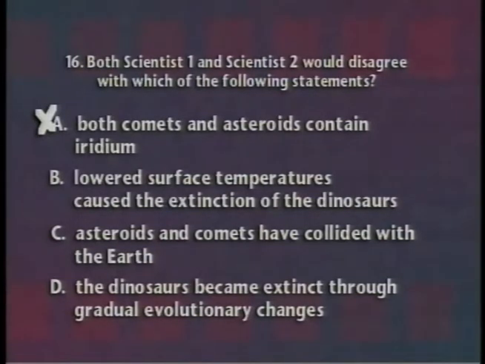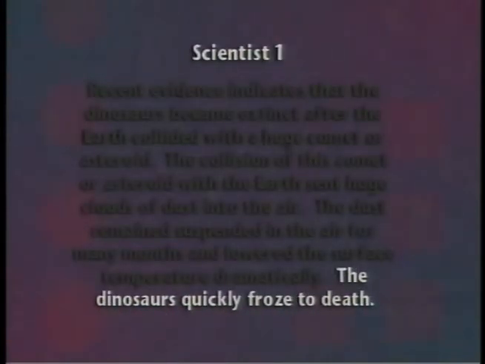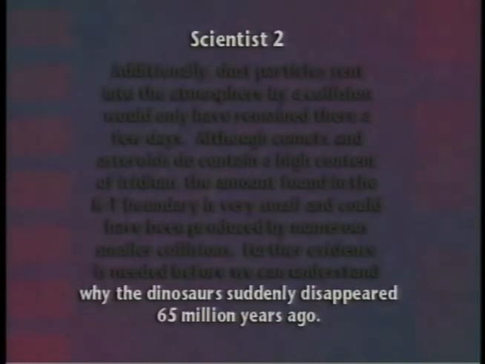Lowered surface temperatures caused the extinction of the dinosaurs. Well, Scientist 1 agrees with this. Scientist 2 disagrees. Asteroids and comets have collided with the Earth. Well, both scientists agree with this point. So finally, the dinosaurs became extinct through gradual evolutionary changes. Both scientists disagree on this point. Let's look at the evidence. Scientist 1, the dinosaurs quickly froze to death. Scientist 2, why the dinosaurs suddenly disappeared 65 million years ago. So both of them would disagree with this statement. Answer D.